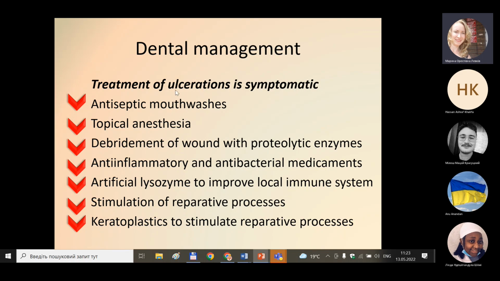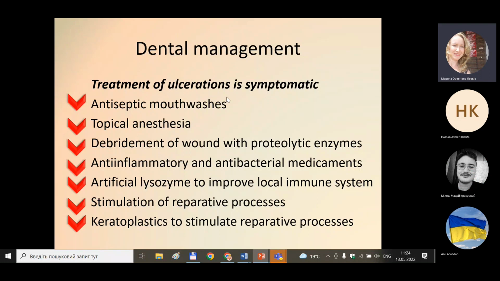Dental management of any ulcerations. Actually the treatment is symptomatic, because the reason is a general somatic pathology that should be treated by a special medical care provider. Dentists only do symptomatic treatment. The first point is to provide antiseptic mouthwashes, to do topical anesthesia if these lesions are painful, debridement of the wound with proteolytic enzymes, anti-inflammatory and antibacterial medicaments, application of artificial lysozyme to improve the local immune system, and keratoplastics to stimulate reparative processes. All these means are used for treatment of ulcerations in the oral cavity.